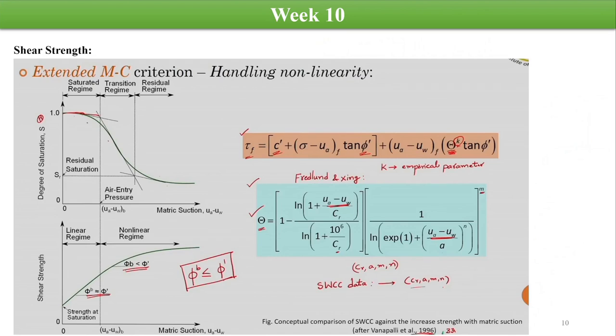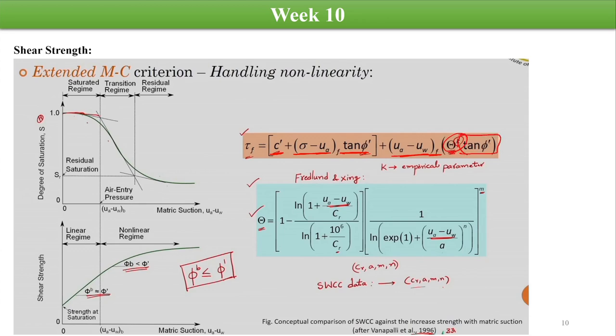Okay, so let's move forward towards the handling of non-linearity, in the terms of 5b. For that, the other expressions are also provided. One of the expressions you will see here denotes tau f equal to c dash plus sigma minus ua tan phi dash, which is the same as Bishop's, plus u minus uw times this bigger theta to the power k tan phi dash.